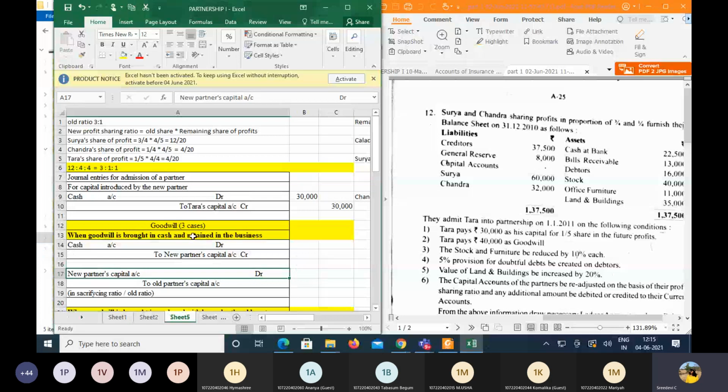So being capital introduced. Now coming to the goodwill here. Can anyone tell me what is the case of goodwill here? There are 3 cases for the goodwill to be treated. So which case are we going to apply in this one?